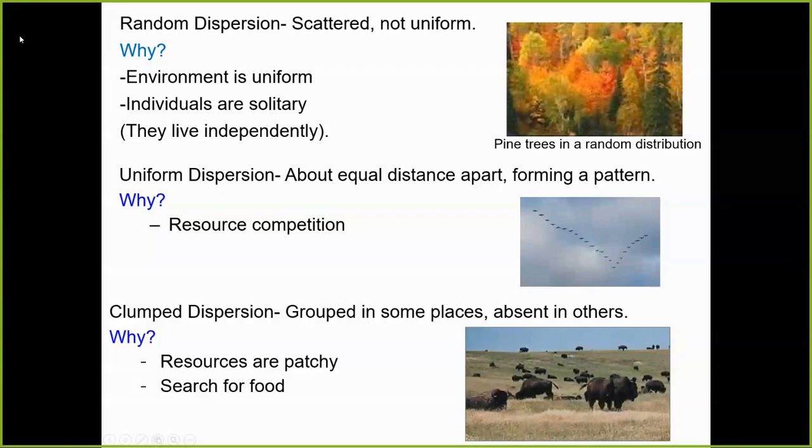Okay, so when do we see random dispersion? Random dispersion literally is just scattered any which way. When do we see this happening in nature? Usually if the environment is uniform. In other words, let's take a look at the picture that we see here. We have pine trees in a random distribution. The pine trees just kind of land and grow wherever they want to be.